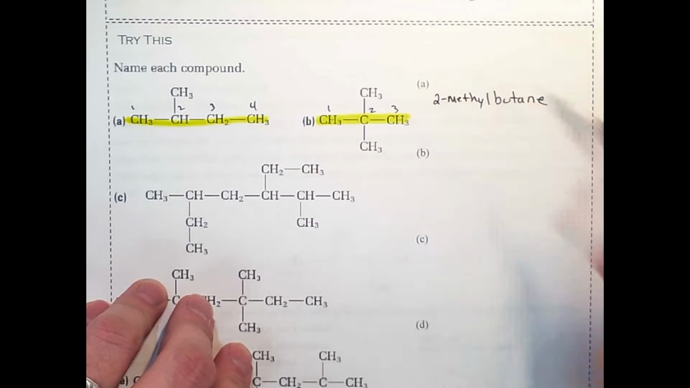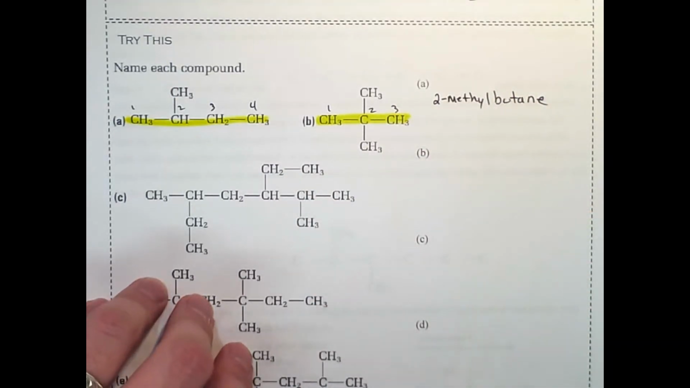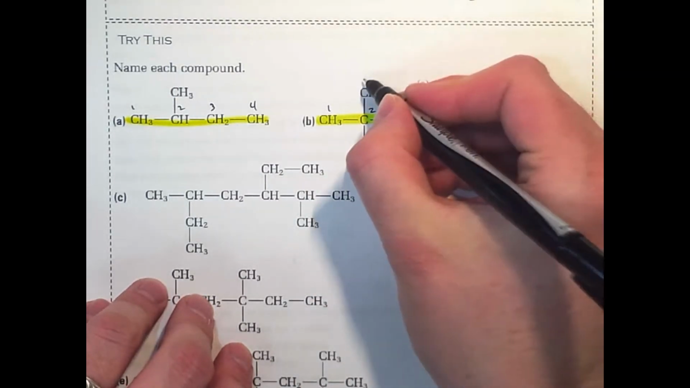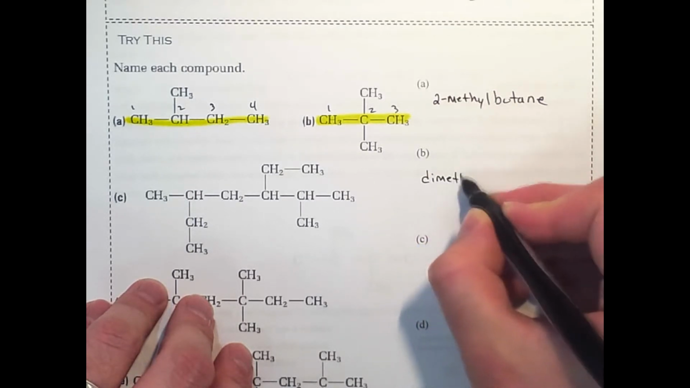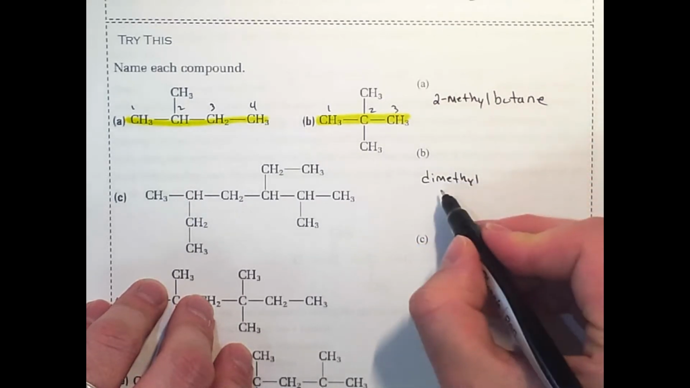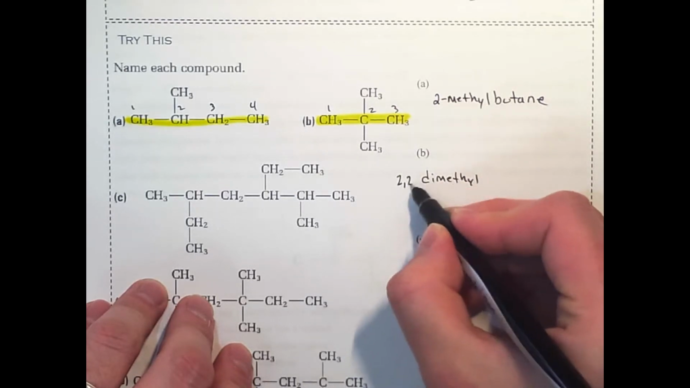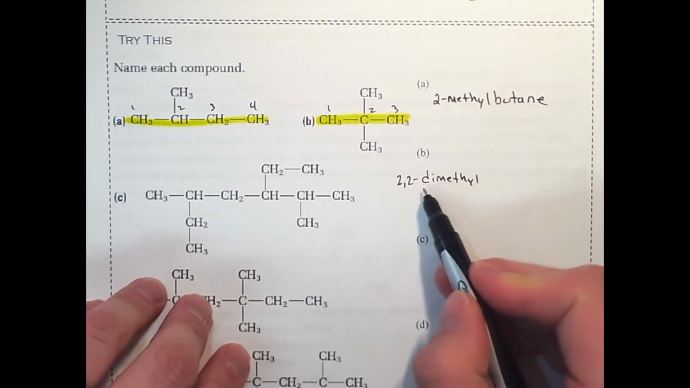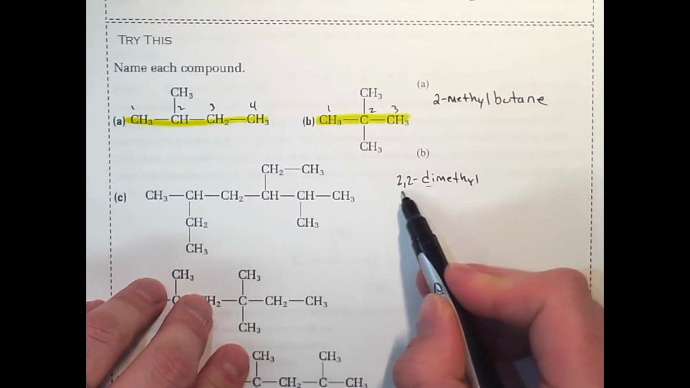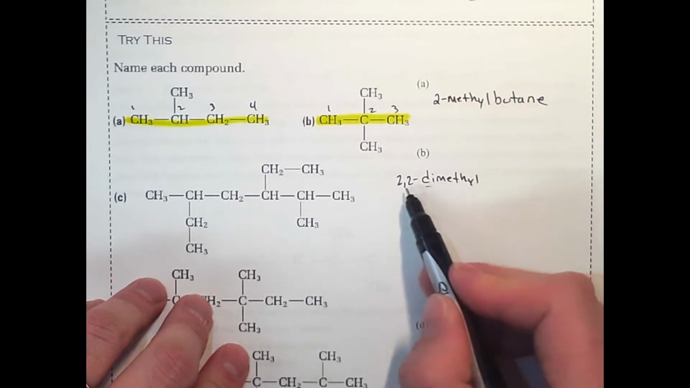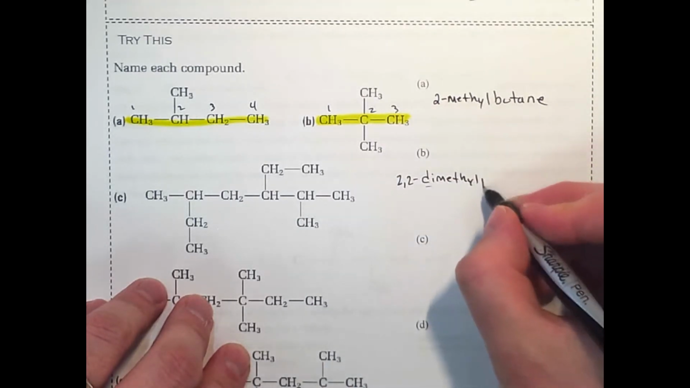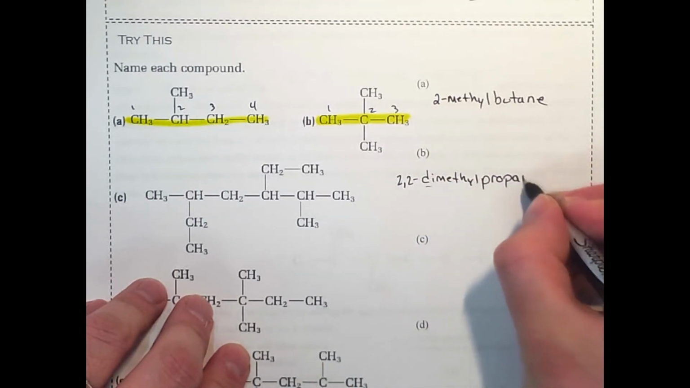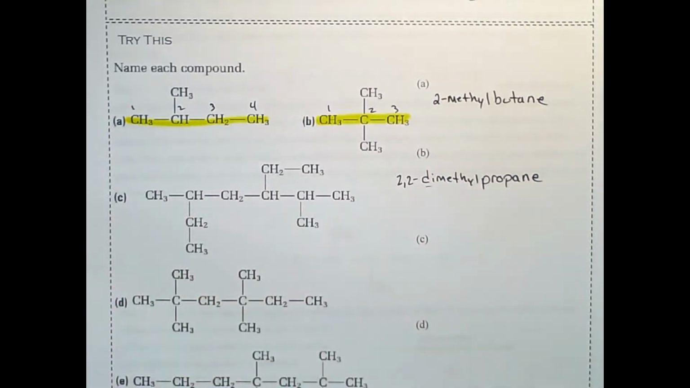For this one, write the longest chain. 1, 2, 3. Could have been the other way. It's exactly the same. I have 2 methyl groups, so I'll write dimethyl. I have them both at 2, so you have to write 2,2. If you use the prefix di, then you have to have 2 numbers. The prefix and the number of numbers out in front have to equal. A 3-carbon chain is called propane. So 2,2-dimethylpropane.